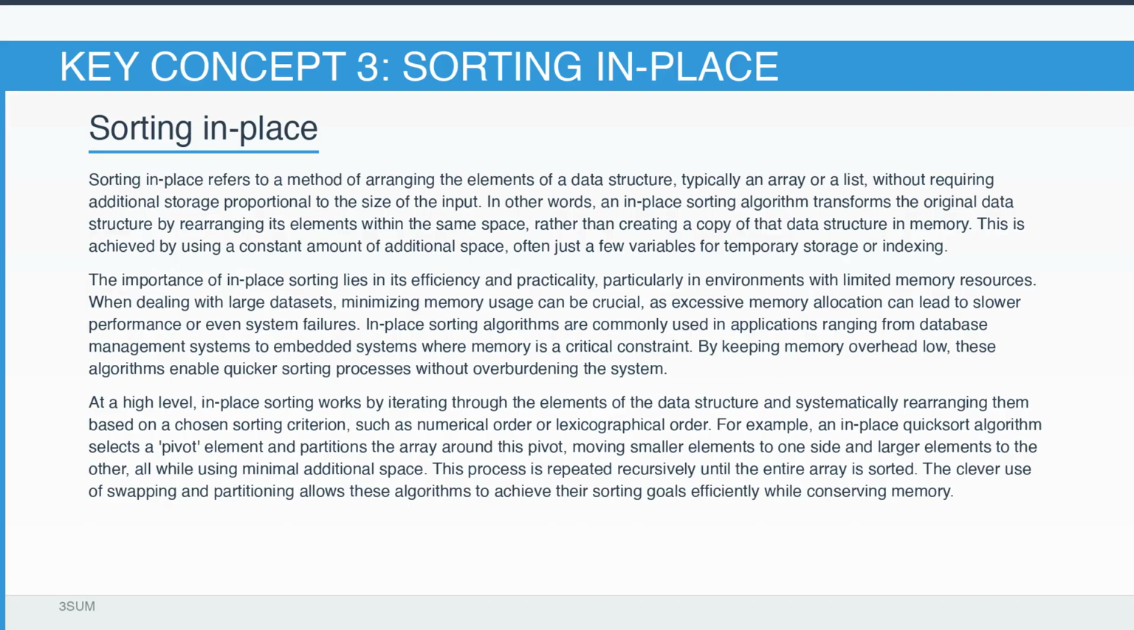It chooses a pivot element and partitions the array around it, ensuring that smaller elements end up on one side and larger ones on the other, all while using minimal extra space. This clever swapping and partitioning allows efficient sorting while keeping memory usage low.